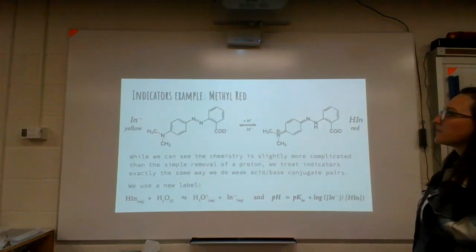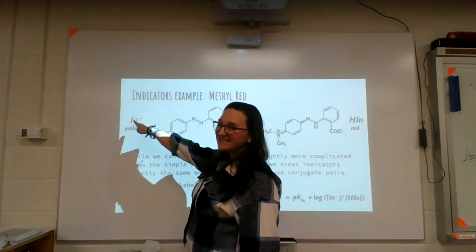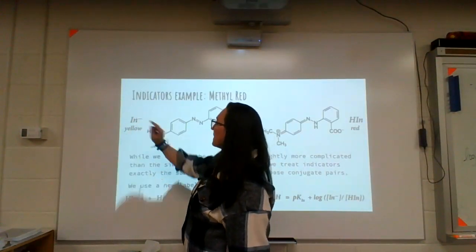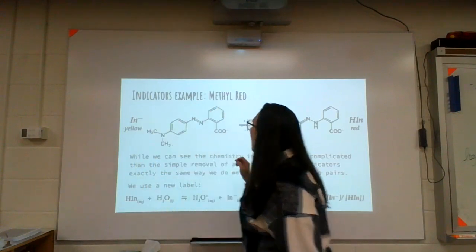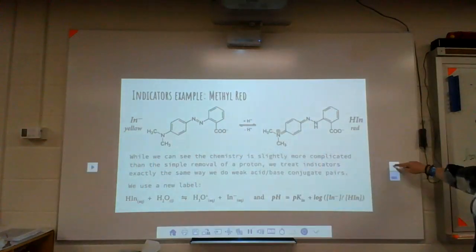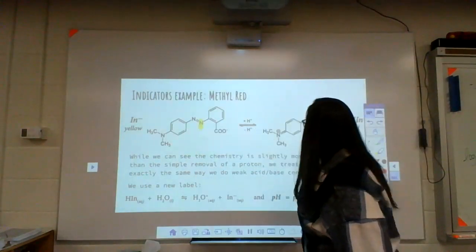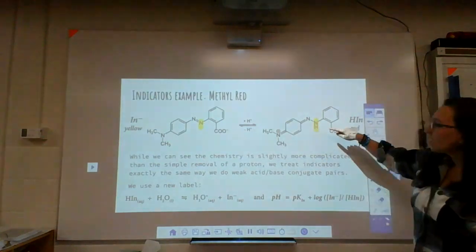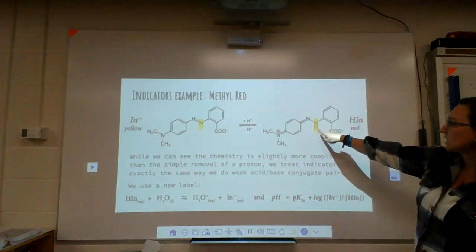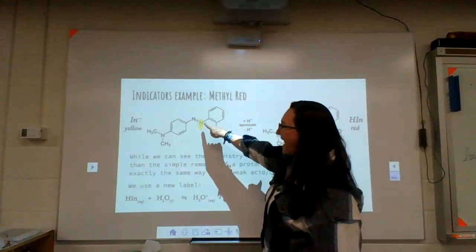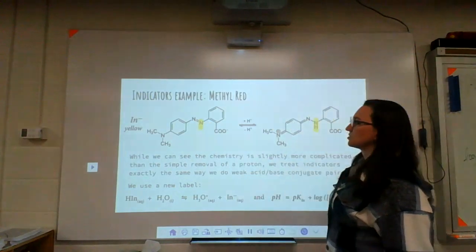So here's an example. This is methyl red. So IN here is for indicator, not the element indium. So I have A negative or IN negative, and we can see that the difference between these structures is right here at this nitrogen. So on our HIN, I have a hydrogen here. But on our IN negative, there's no hydrogen there. Instead, we have a double bond to the other nitrogen.